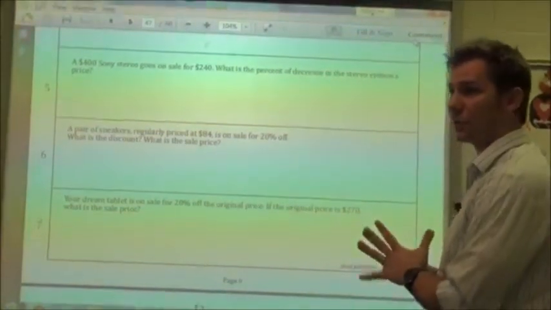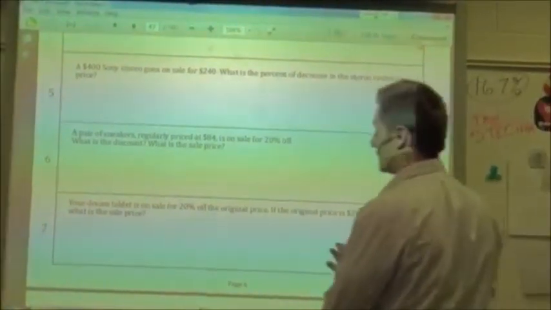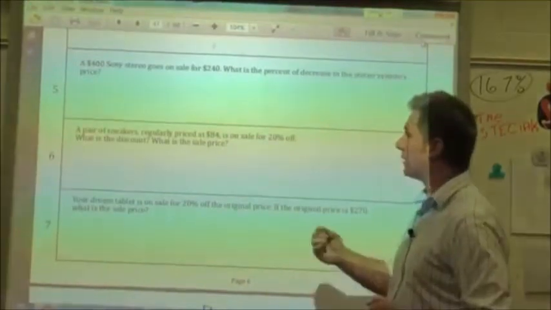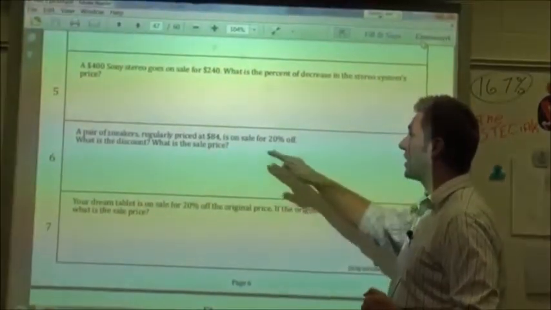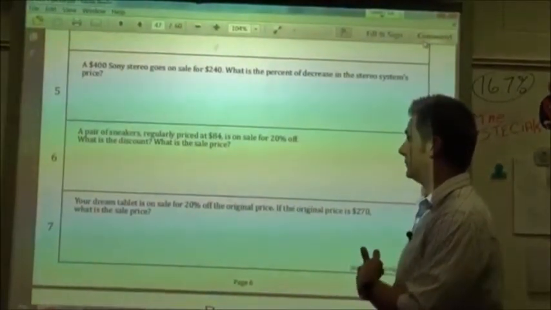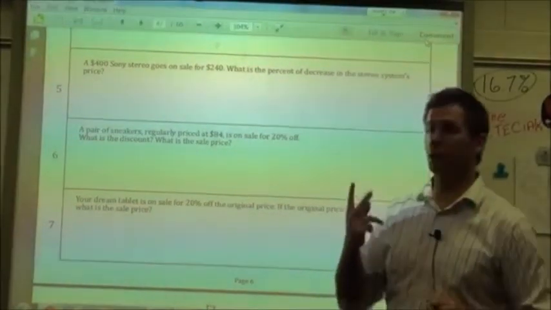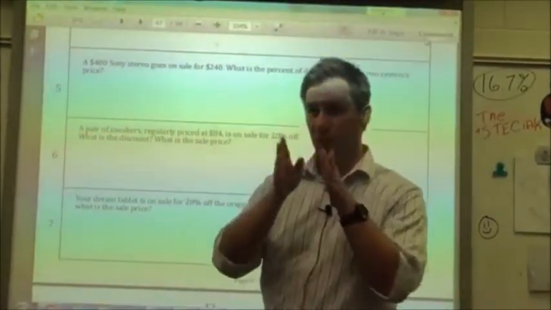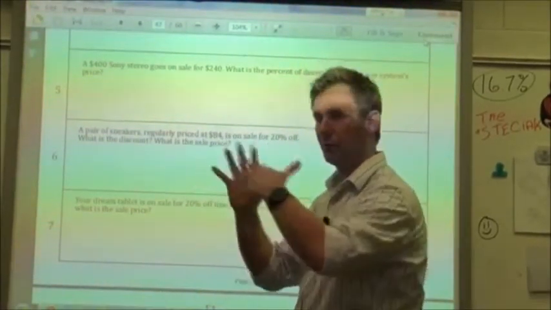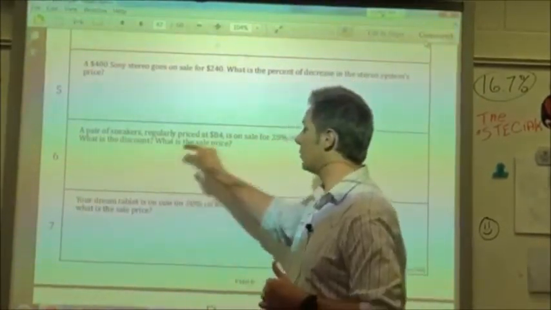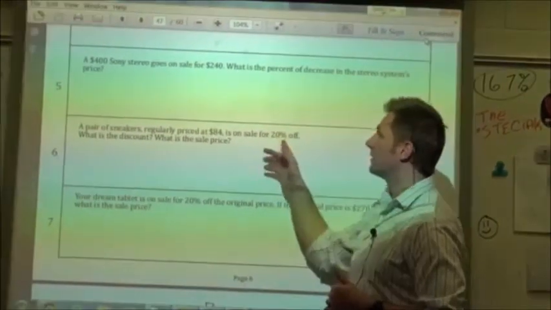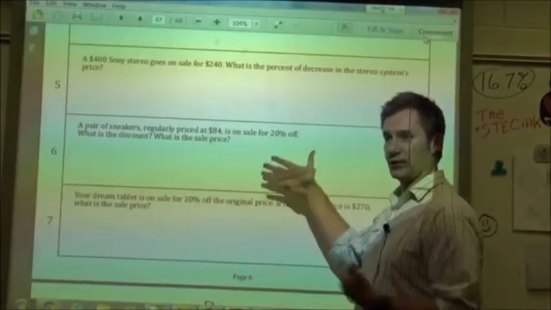All right, last two questions on page number 6. A pair of sneakers, regular price at $84, is on sale for 20% off. What is the discount? What is the sale price? Right now we have two questions. We need to see two things. First, what is the discount? What is the price? So the discount here is 20%.